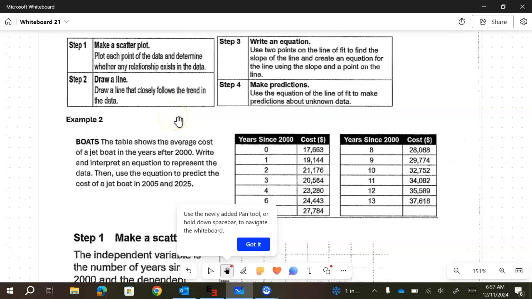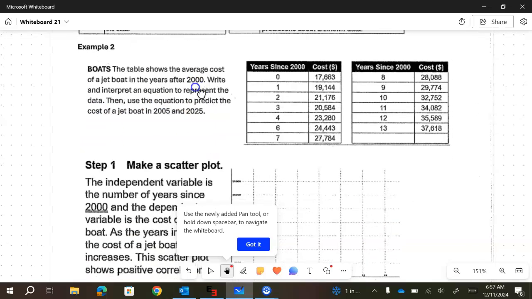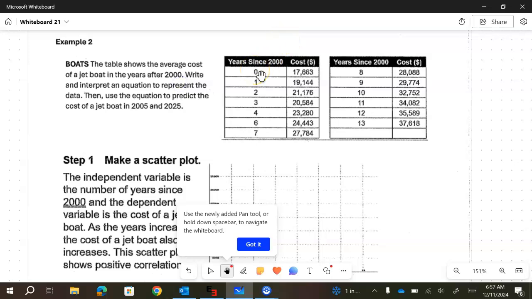So flip your note sheet over, and at the top of that, you see some steps for creating a trend line. The first part of that would be to actually make a scatter plot. So that's what we're going to do next: take the data in this table and use it to make a scatter plot on the graph below. This just shows the average cost of a jet boat in the years after 2000. So the year 0 really represents the year 2000. The year 1 represents the year 2001. This data goes all the way up to the year 2013.